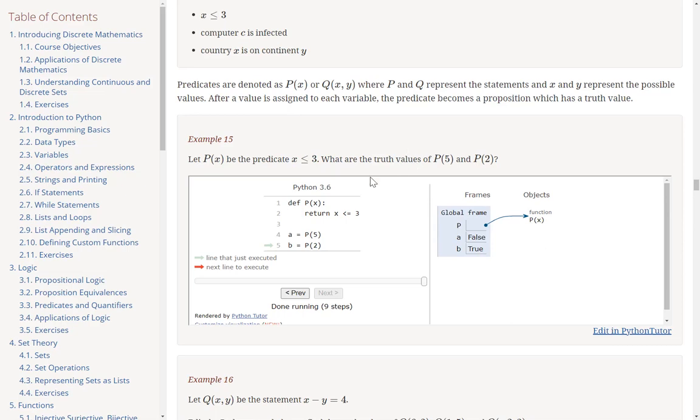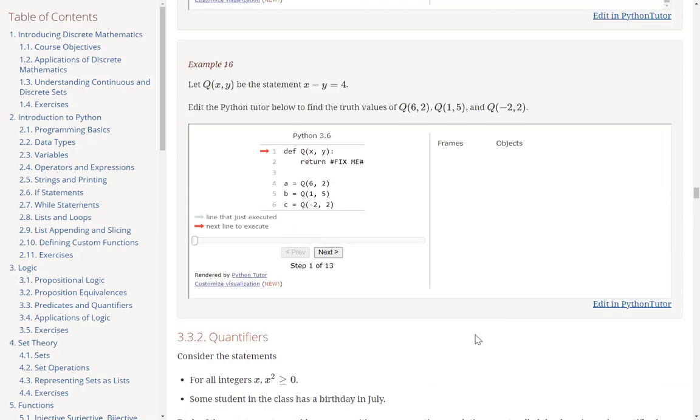All right, moving on. We can have more than one variable for a given predicate. So here we're going to let Q of X and Y be the statement X minus Y is equal to 4. So we can use Python Tutor, and this is going to be a little exercise for you to do. What would you put in here to fix this code? So remember, you can click on edit in Python Tutor, and that will open it up in a new window, and you can try to fix that code to make it work. How would we do this by hand?